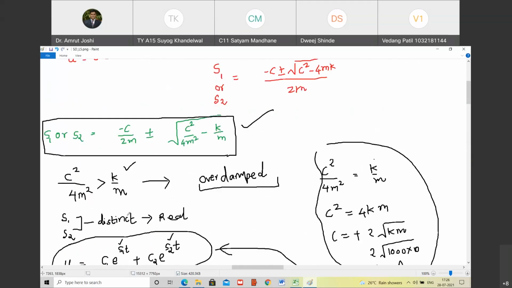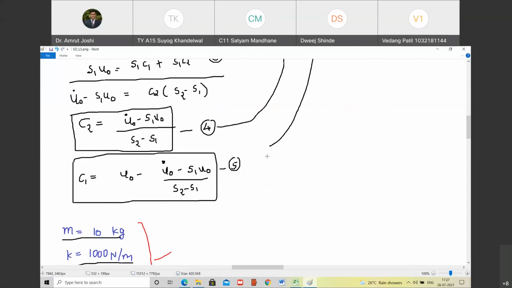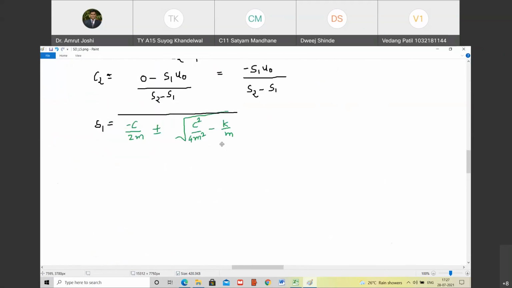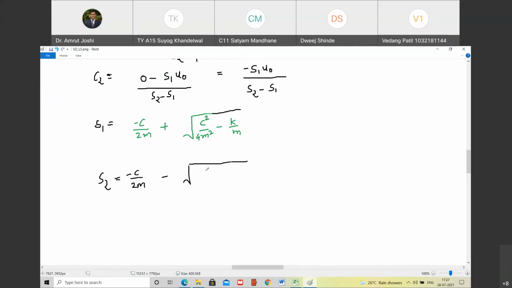What is the value of S1? Where is S1? Chalo. So I am going to borrow this value. Happy? Yes. So what is the value of S1? Tell me. Minus C upon 2m, and I am going to say plus square root of C square upon 4m square minus k by m. And what is the value of S2? It is minus C upon 2m minus square root of C square upon 4m square minus k by m. Happy?